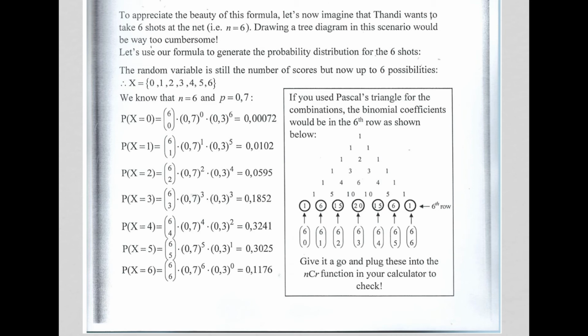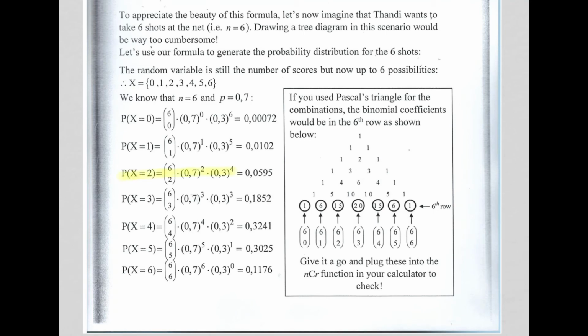All right, so what is on the left here is working out the probabilities for all the different scenarios. So either she scores 0 shots out of 6, 1 shot out of 6, 2 shots out of 6, 3 shots, 4 shots, 5 shots, 6 shots, etc. Okay, I'm not going to go through all these in detail, but let's highlight one of them. Okay, so let's highlight this one.